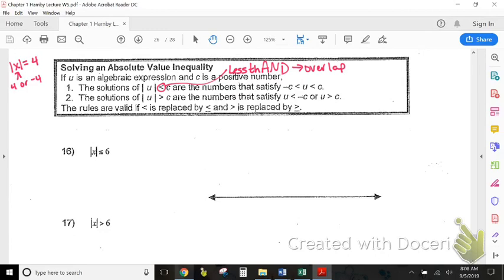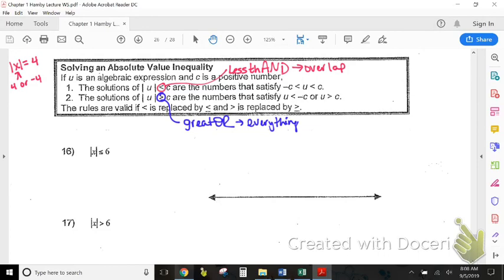Number 2 says the solutions of the absolute value of u is greater than c are the numbers that satisfy u is less than negative c or u is greater than positive c. The way I can remember this, again, is a play on the word there. So this is a greater. And so I know it's an or statement. So when I give my solution or when I graph it, I'm going to give everything that's going to make either one of them true, is the way I should say it, okay?